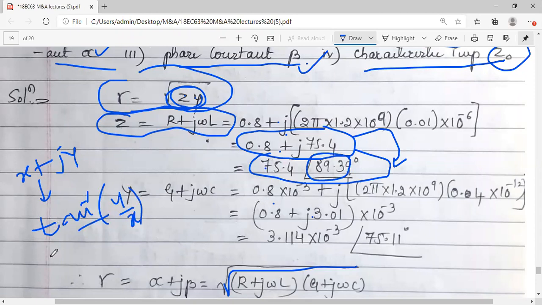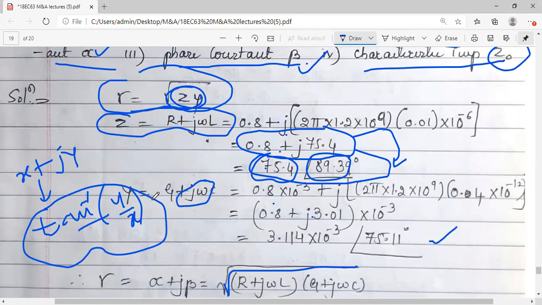For magnitude, I forgot what the formula is. Cos x plus j sin x, is it like that? I'll let you know how you'll get the magnitude. But for phase, it is tan inverse of y by x. Okay, manually also you can do this. Similarly for g plus j omega c, so z and y we calculated separately.